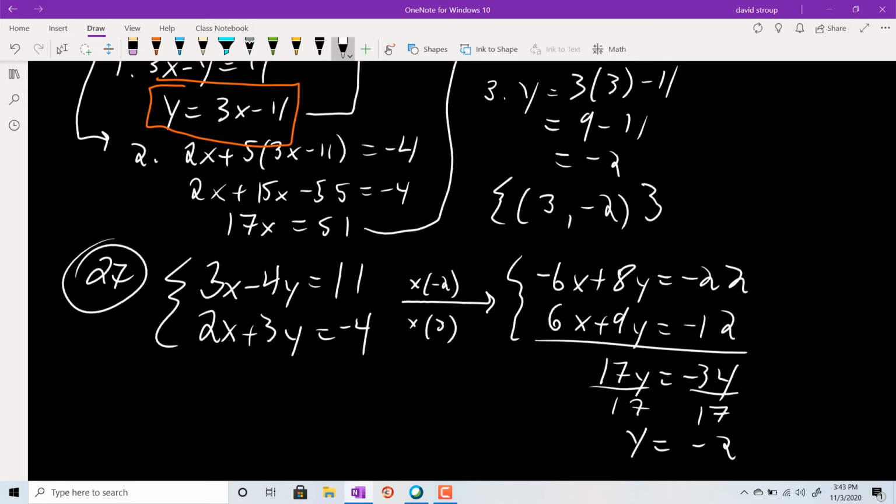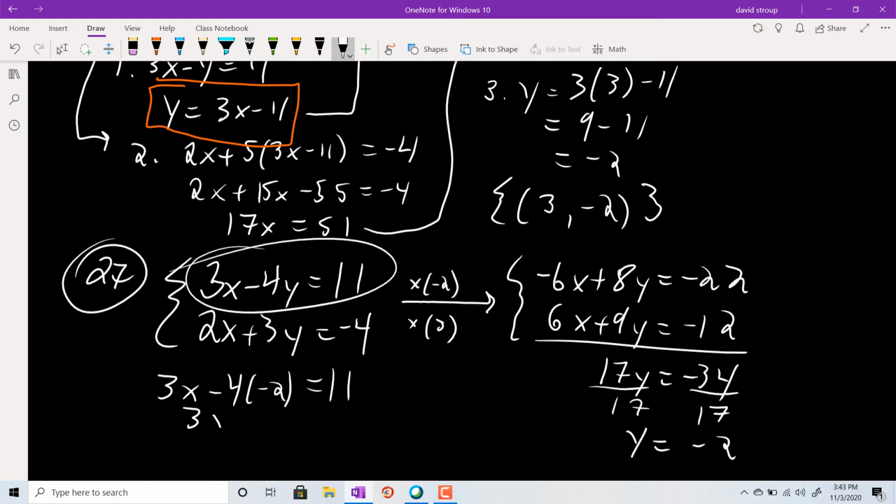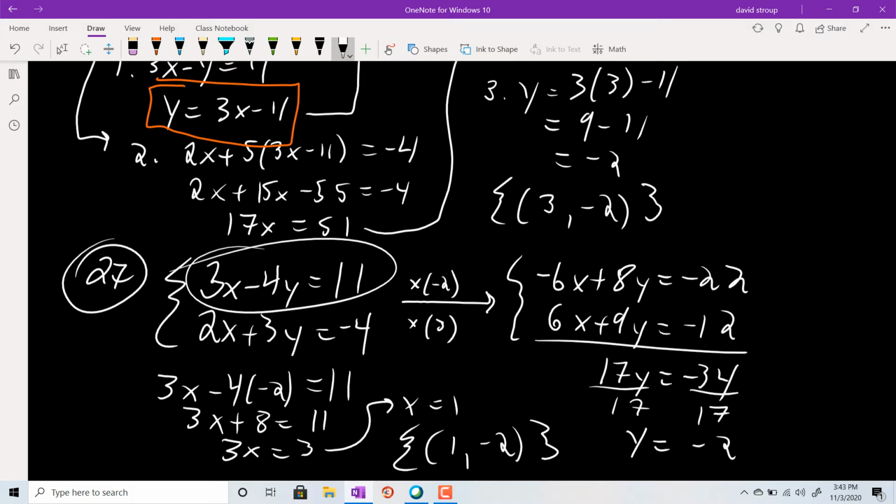And then just back substitute. I'll take the first equation I see, 3x minus 4 times negative 2 is 11. So I'll have 3x plus 8 is 11. So I have 3x equals 3. And then, of course, you get x is 1. So in the end, our solution is 1 comma negative 2. And so on and so forth.